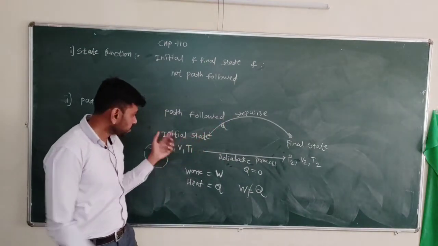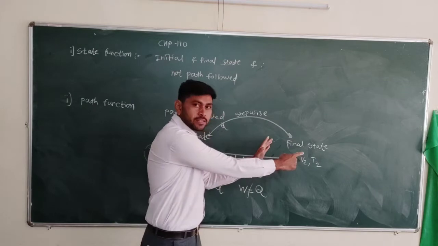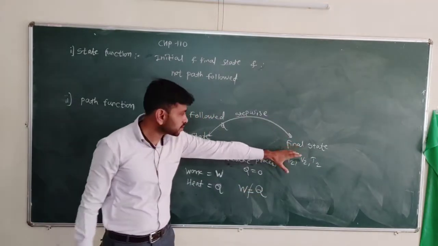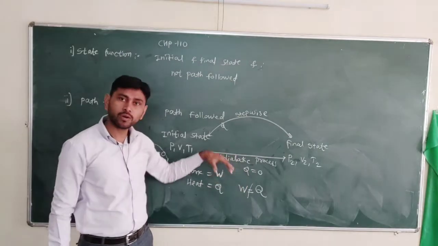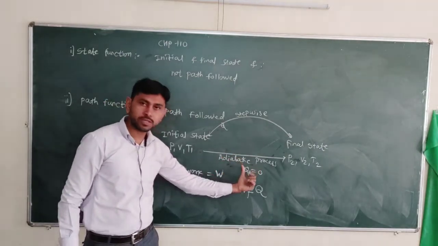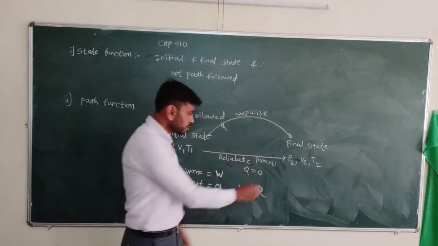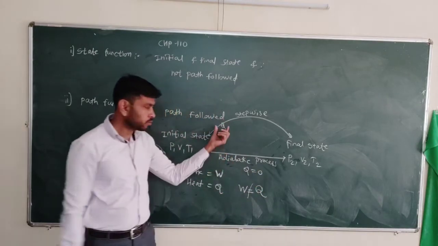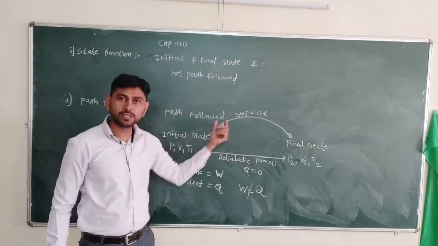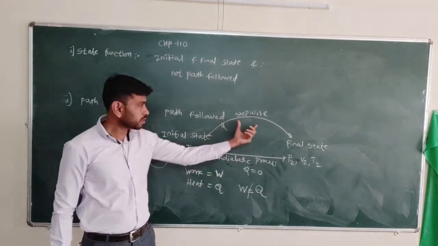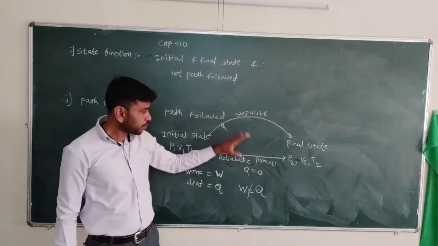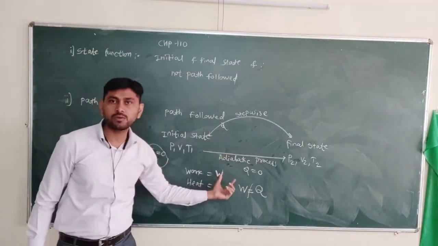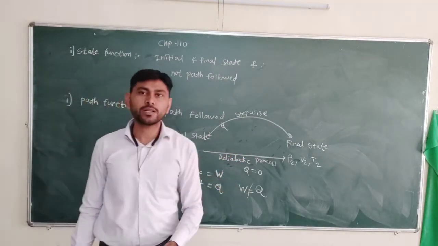But when the system changes from the initial to the final state, the total change remains the same, while these quantities change according to the path. If the adiabatic path is followed, then Q is equal to 0 and W has some value. By the stepwise process, Q has some value and W has another value, but these two are not equal, and if the path changes, the values of these quantities change.